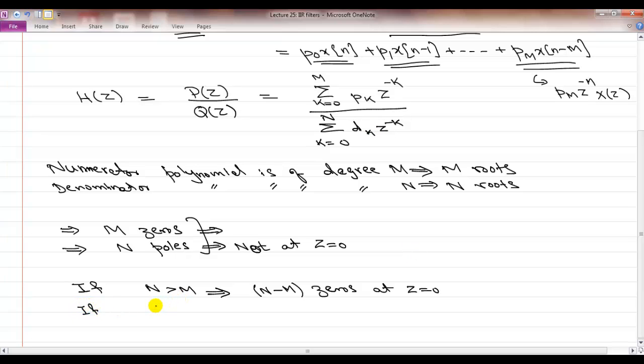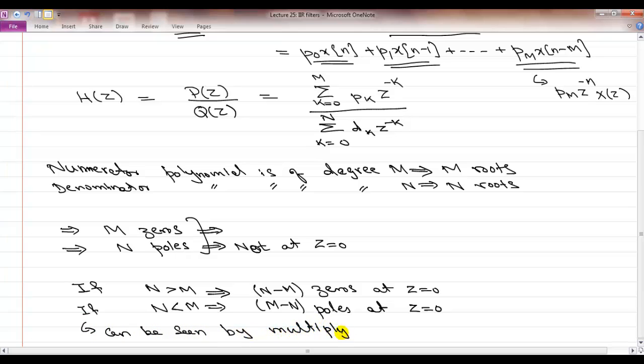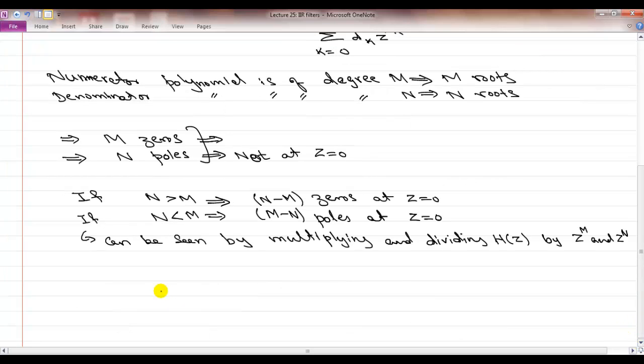And if N is less than M, then this means that you get M minus N poles at z equal to 0. Okay, and this can be seen by multiplying and dividing H of z by z to the M and z to the N. And this is basically assuming that there are no pole-zero cancellations.